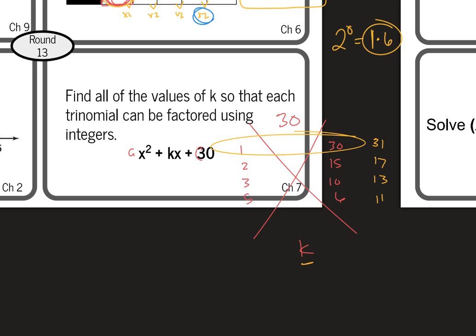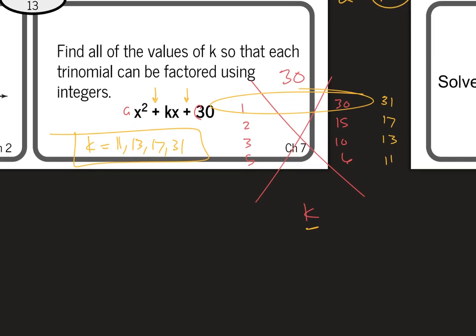And I'm going to stop there because this is positive and this is positive, which means I cannot have two negatives. And if you're like, well, you could have one be negative, nope, we cannot. So our answers are k could be 11, 13, 17, and 31.